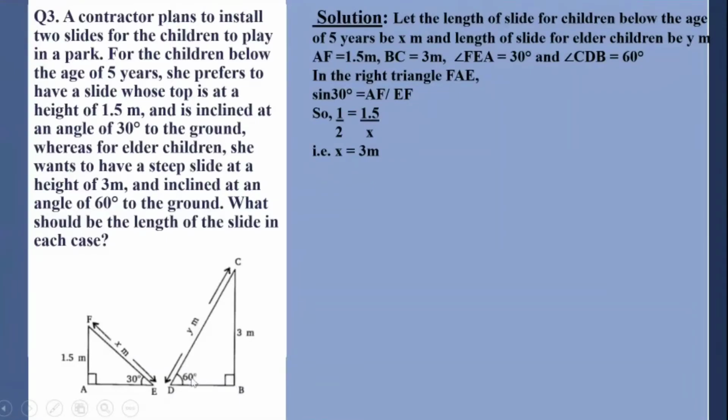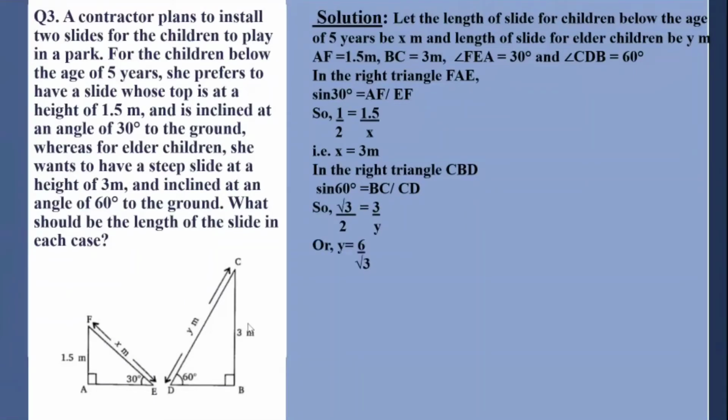Let me take up the second triangle, and in the second triangle, let me find out the length of the slide y. In triangle CBD, if I take this angle as 60 degrees, the side BC is the side opposite to it, and I want to find out the hypotenuse. So the ratio connecting the perpendicular side to the hypotenuse is once again sine theta. So I take sine 60. Sine 60 will be equal to BC upon DC. And sine 60 is root 3 upon 2. So root 3 upon 2 is equal to 3 upon y. And from this, I get y is equal to 6 upon root 3.